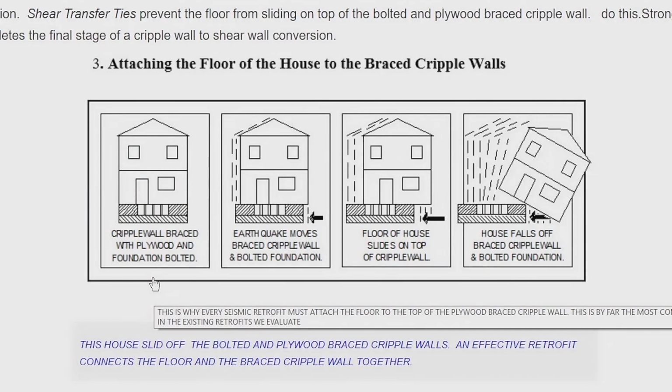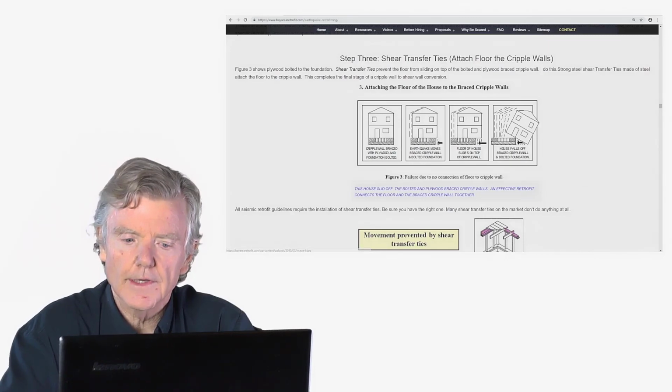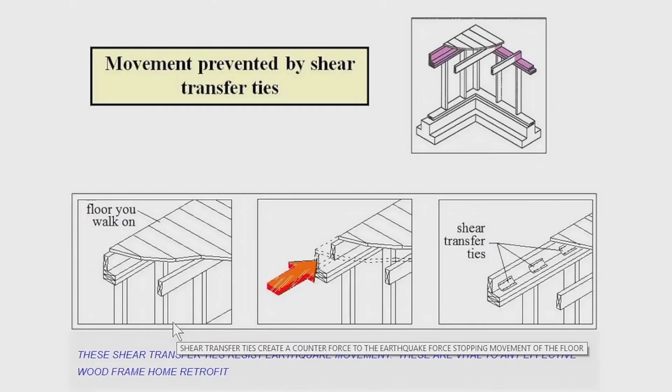So right here we have a sample of the braced cripple wall that's been bolted. And over here you can see there's a rocking back and forth, and because the house is not attached to the cripple wall, it can slide off like this. So we need to do something about that, and we use something called a shear transfer tie. So this is the movement that's prevented by shear transfer ties. Right here, earthquake force is pushing against the floor joist, and then we put in these shear transfer ties to prevent that from happening.